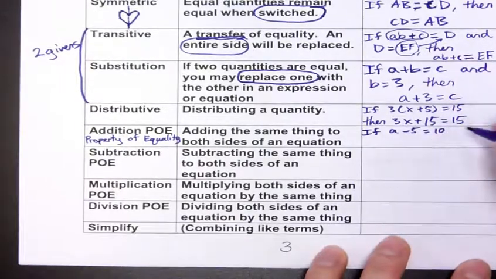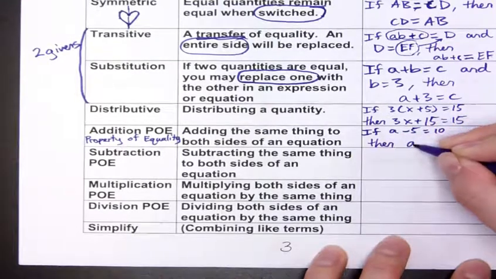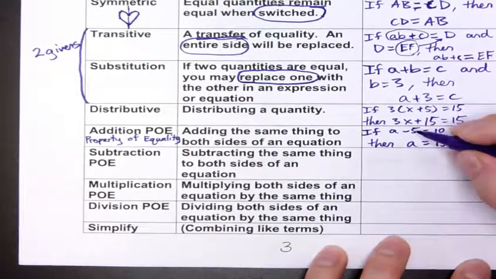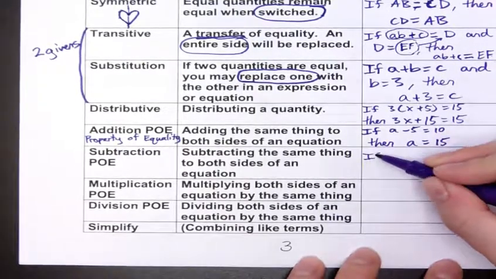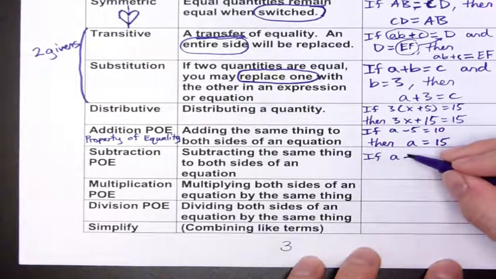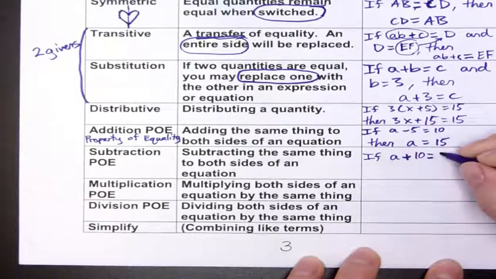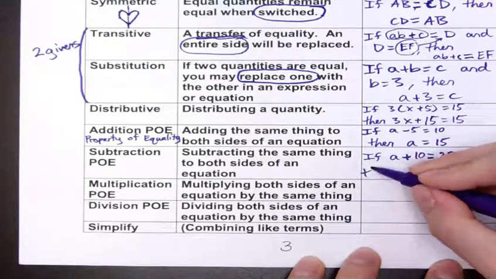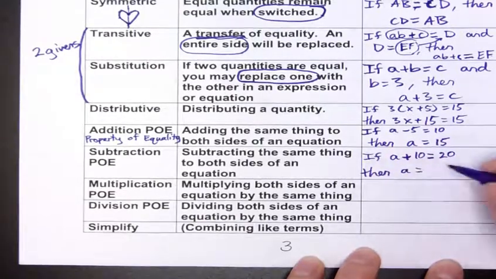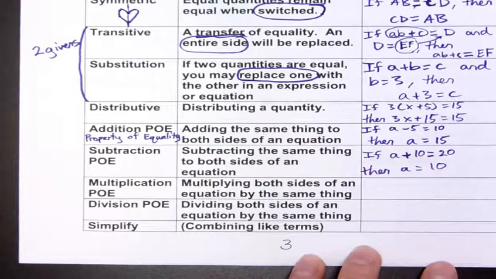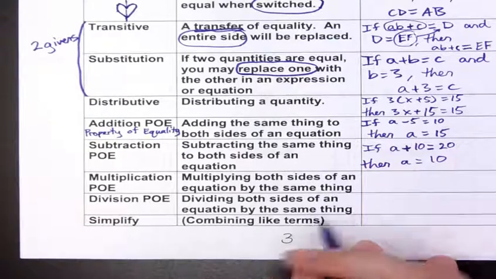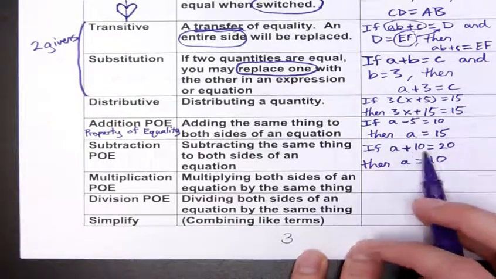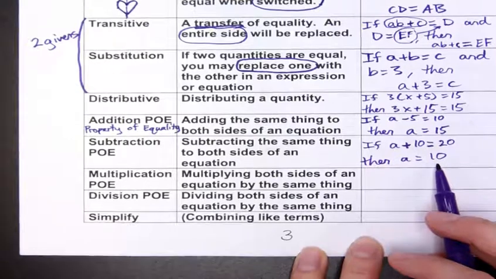So if I have a minus 5 equals 10, then a equals 15. I added 5 to both sides of the equation. If I have a plus 10 equals 20, then what does a equal? A equals 10. I subtracted 10 from both sides. So if a plus 10 equals 20 and I subtract 10 from both sides, then a equals 10.